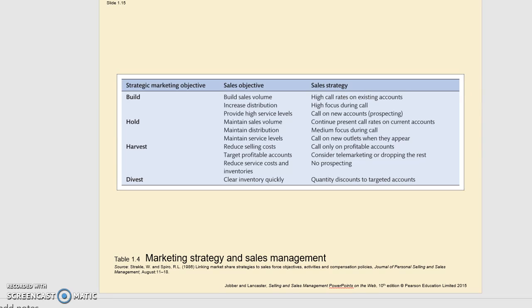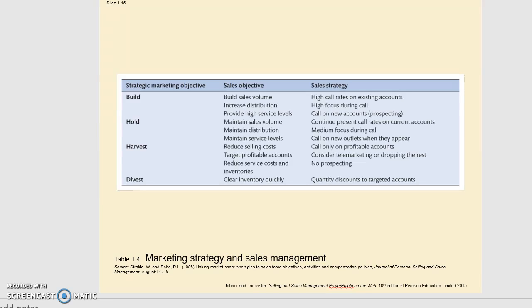If you're in harvest, you're looking at reducing your selling cost. You're looking at only calling on your profitable accounts, the 80-20 rule, that 20% of your accounts will give you 80% of the profits, and that definitely is true. We have found that true in several cases. Targeting profitable accounts, maybe you're considering just doing telemarketing and dropping the outside salespeople, reducing your services and costs and inventory, not doing any prospecting at all.